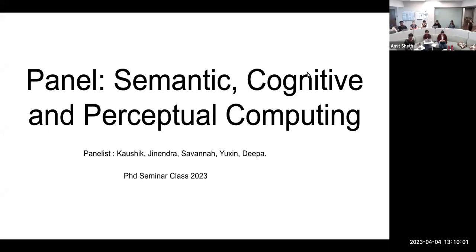Okay, so we are going to do a panel discussion on semantic, cognitive, and perceptual computing, putting it in the context of the previous panel, which was computing for human experience. This panel is about computational systems that have these features: the semantic piece, which defines how you ascribe meaning to the input, and the cognitive piece, which is how you process that kind of meaningful information.